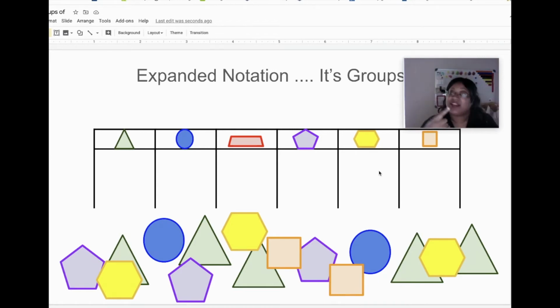Expanded. Say expanded, and you have to use your hands. Say expanded. Notation. Groups of. So expanded notation is groups of. Very good. All right, so let's talk about these shapes.